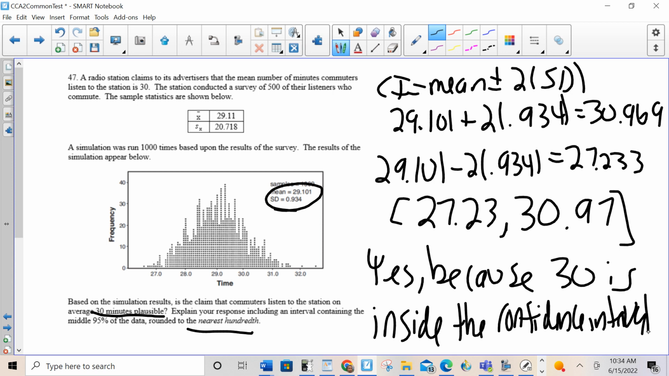So, to determine if something is plausible or possible or expected, find the confidence interval, round appropriately if asked, and then you're going to either say yes, the value is inside the confidence interval, or no, the value is not inside the confidence interval.